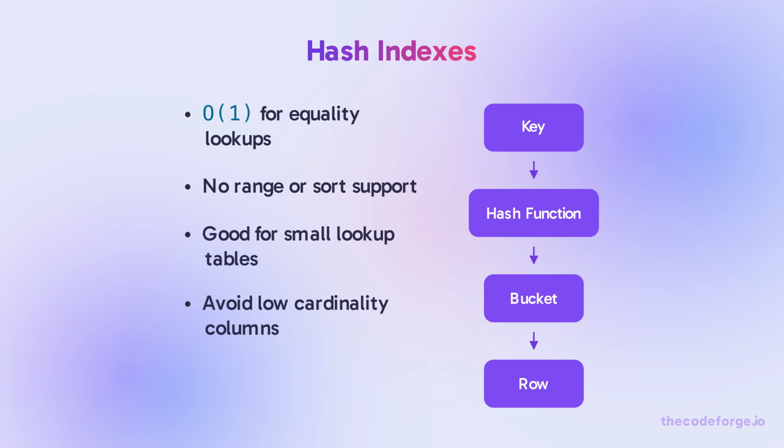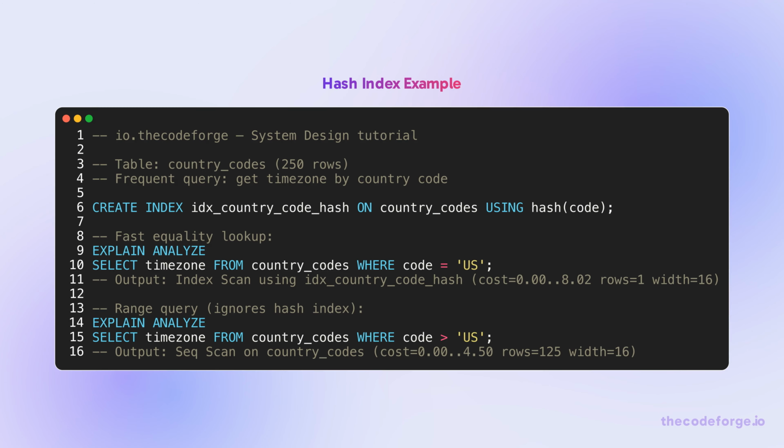Hash indexes map keys to a fixed size bucket, giving O(1) equality lookups, faster than B-tree's O(log n). But they can't do range queries, sorting, or partial matches. Use them for small lookup tables like country code to time zone mappings. The equality lookup uses the hash index, but a range query like code > 'US' ignores it and does a full scan. Hash indexes only support equality.